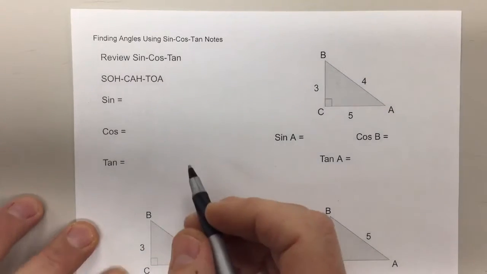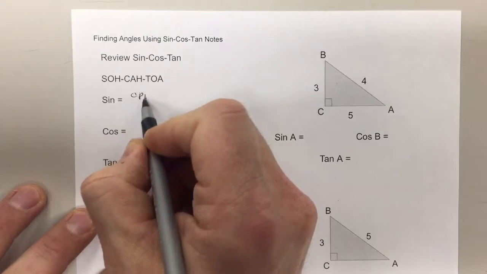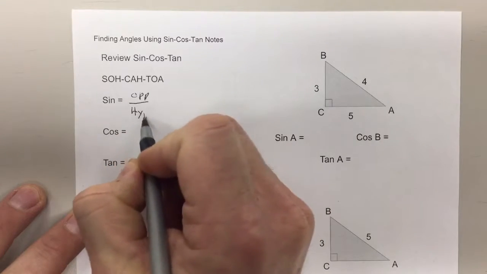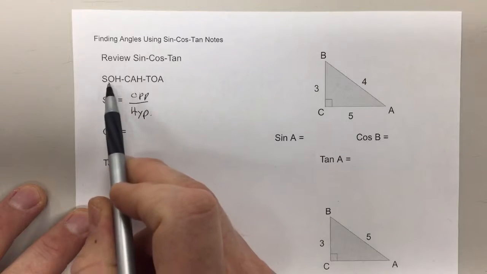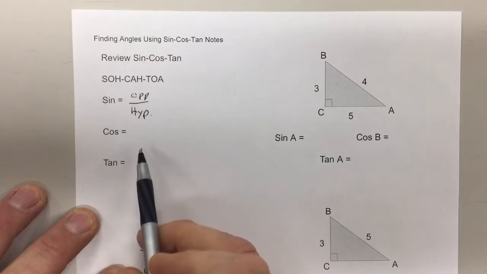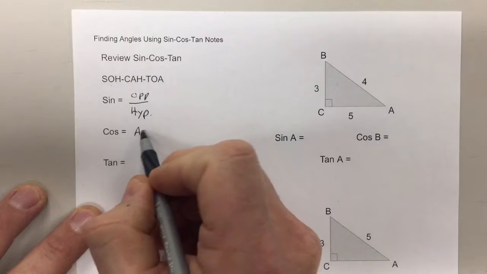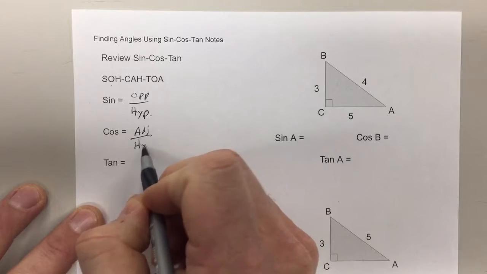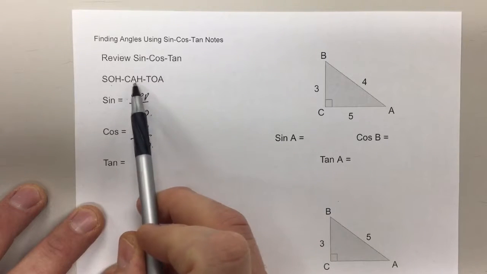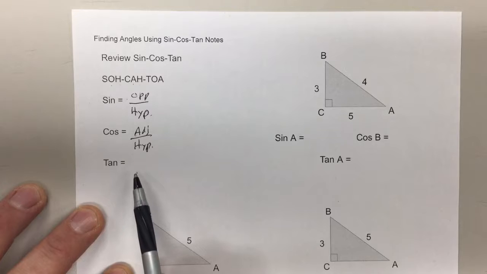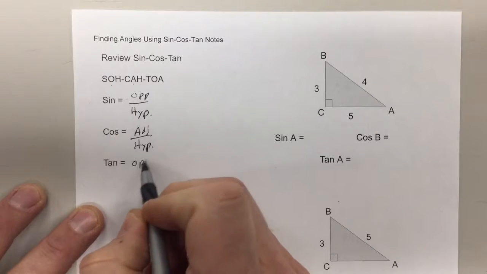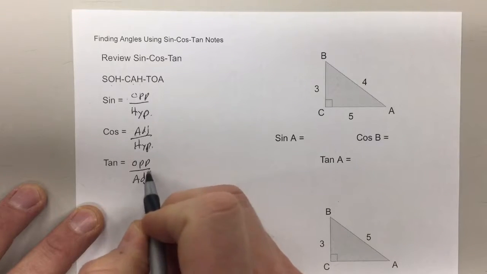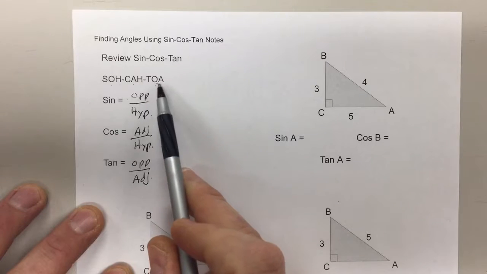For sine, remember, it's opposite over hypotenuse. For cosine, it's adjacent over hypotenuse. And for tangent, it's opposite over adjacent.